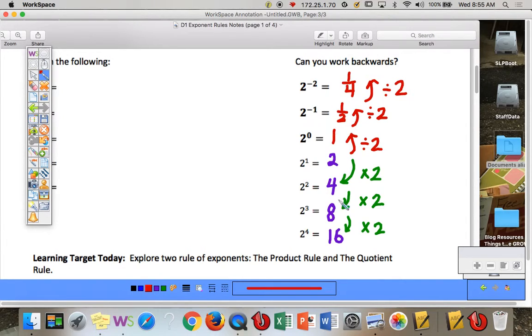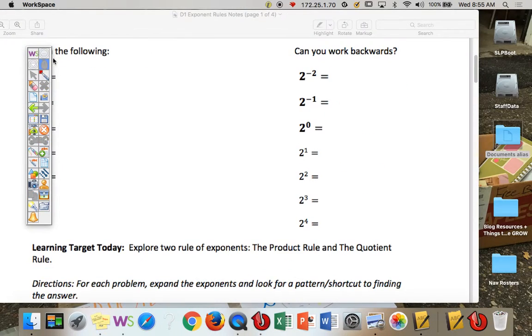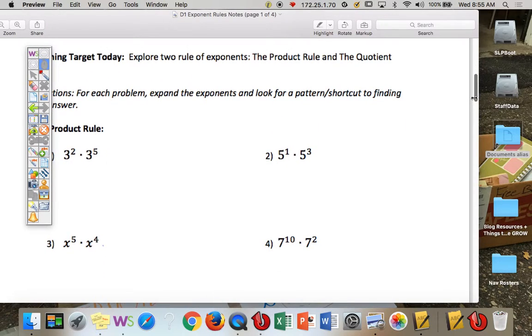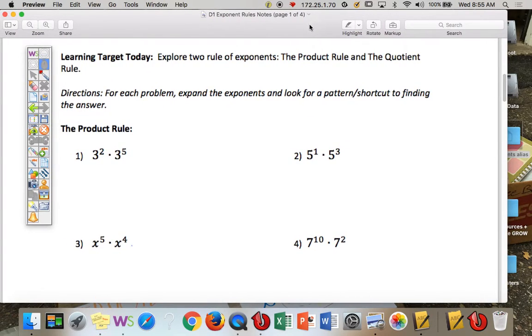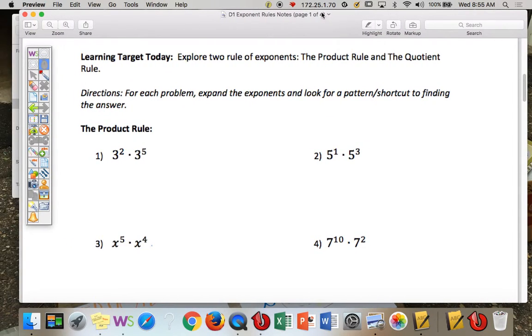So we're going to take a look at these things right here, and there's more than one way to come up with the answer for 2 to the negative 2, or 2 to the negative 1, or 2 to the 0, and we'll explore those in the next few days. Learning target today, explore 2 rules of exponents. There's something called the product rule and the quotient rule, and we're going to try to find shortcuts to solving those. So the directions for each problem: expand the exponents and look for a pattern or shortcut to finding the answer, and then we're going to talk about the shortcut.